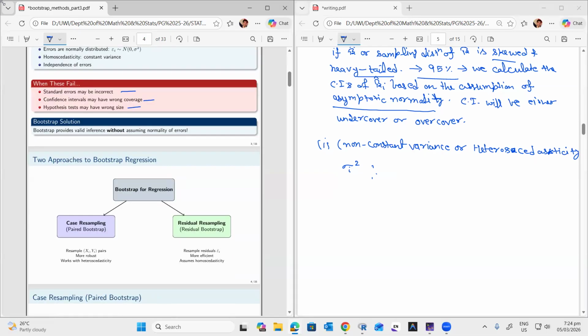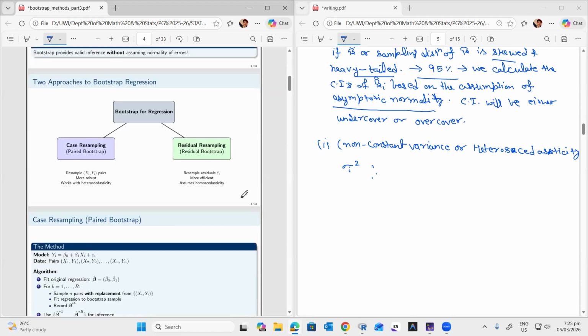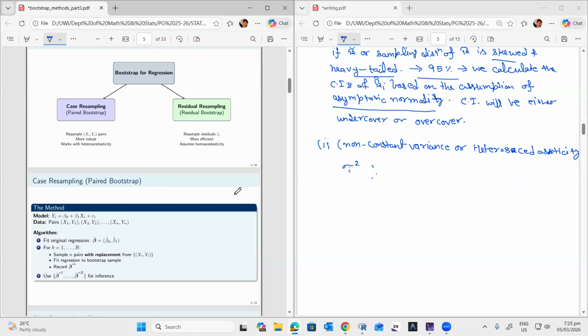So how can you approach the bootstrap regression? You can approach the bootstrap regression in two different manners. First is the paired bootstrapping or case resampling, and second is the residual bootstrapping, that is basically called residual resampling. In the paired one, you resample (xi, yi) pairs, which is more robust and works with heteroscedasticity, or in the residual one, you resample residuals epsilon i cap, which is more efficient and assumes homoscedasticity.